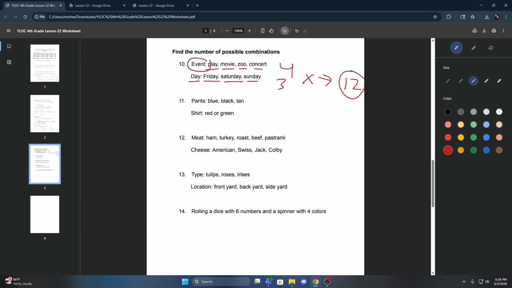With here, 1, 2, 3 times 2, which will give you 6. And here, 1, 2, 3, 4, 5. 1, 2, 3, 4. 5 times 4, 20. 1, 2, 3 times 1, 2, 3 gives you 9. And rolling a dice with 6 numbers and a spinner with 4 colors. Again, 6 numbers, 4 colors, 6 times 4, 24.